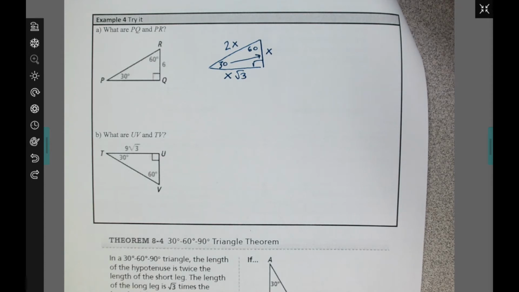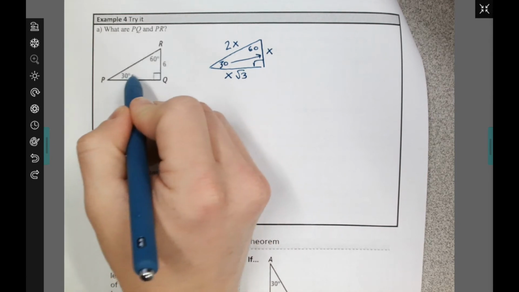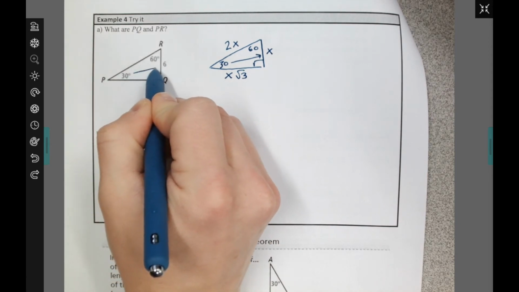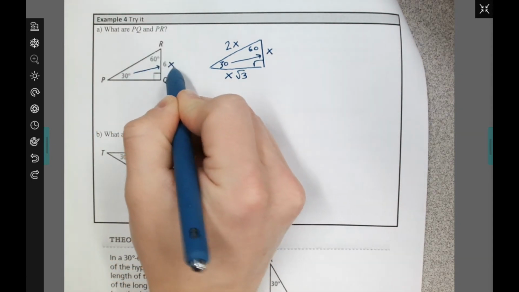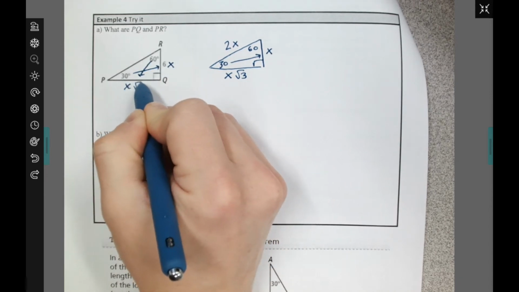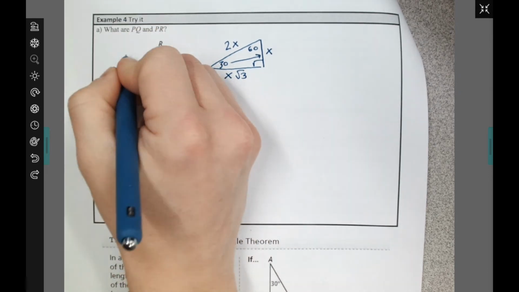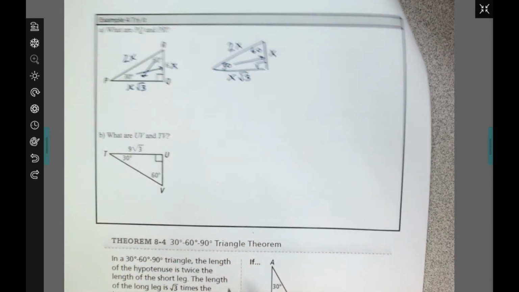Okay, it's real important which side gets the x and the x square roots of 3. So looking at A, 30, 60, 90, can't use Pythagorean. I'm going to start labeling, okay? Across from the 30 is my x. Across from the 60 is x square roots of 3. And across from my right angle, so my hypotenuse, is going to be 2x.